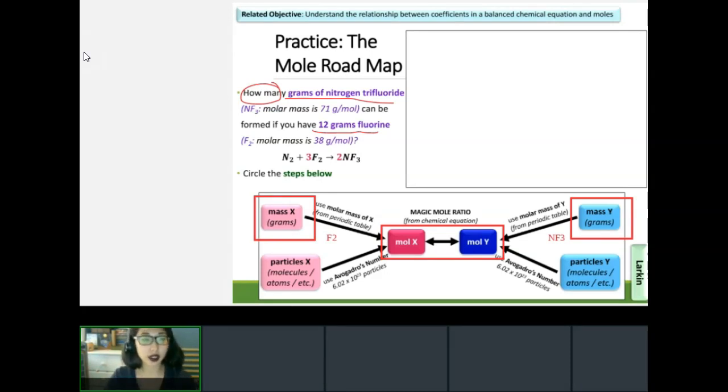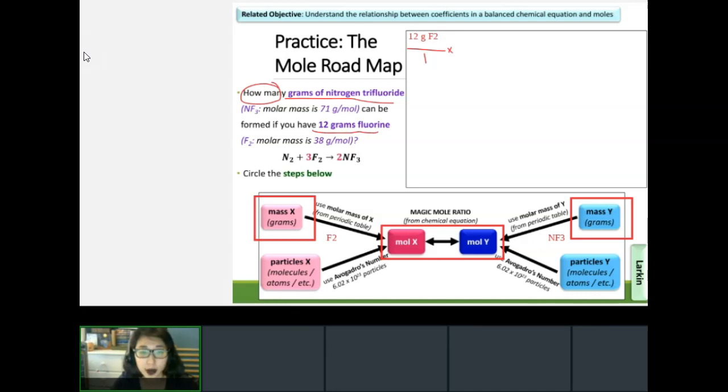All right, so let's start off with what we know. We know that we have 12 grams of fluorine. I want to turn that into a fraction, so let's put it over what? Anything divided by this number will still equal itself. So let's put it over what? Yeah, let's put it over 1.